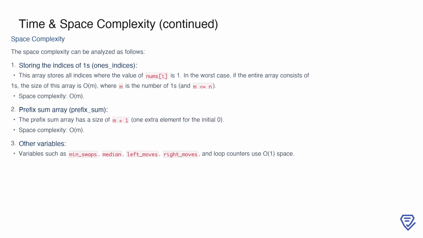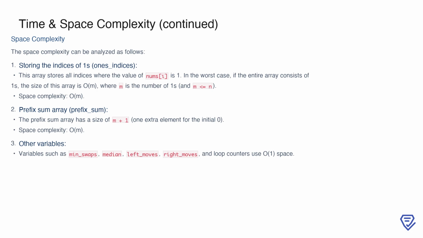The space complexity of this solution can be broken down into 3 components. First, we store the indices of all ones in an array called ones_indices. In the worst case, where the entire array consists of ones, this array will have a size of m, which is the total number of ones. Thus, the space complexity for this step is O(m). Second, we create a prefix sum array to facilitate efficient range sum calculations. The size of this array is m + 1 because it includes one extra element for the initial 0. This also contributes O(m) to the space complexity.